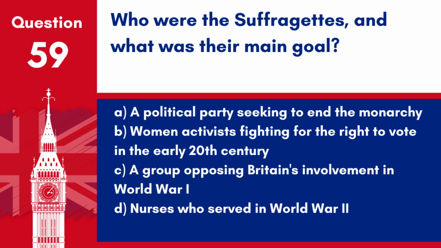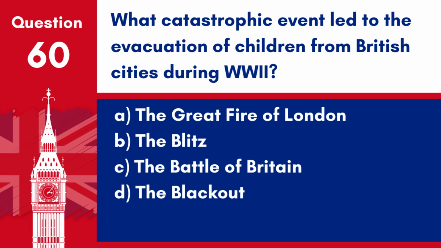A. A political party seeking to end the monarchy. B. Women activists fighting for the right to vote in the early 20th century. C. A group opposing Britain's involvement in World War I. D. Nurses who served in World War II. Answer. B. Women activists fighting for the right to vote in the early 20th century. The suffragettes were instrumental in the campaign for women's suffrage in the UK. Question 60. What catastrophic event led to the evacuation of children from British cities during World War II?